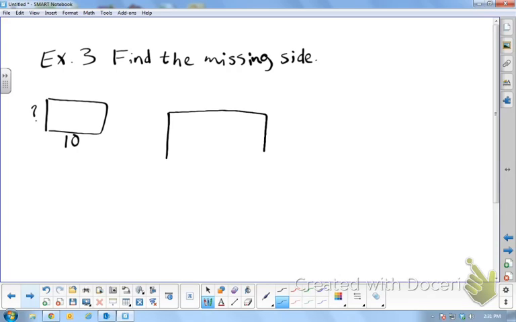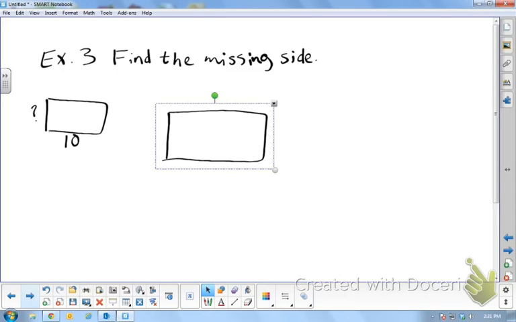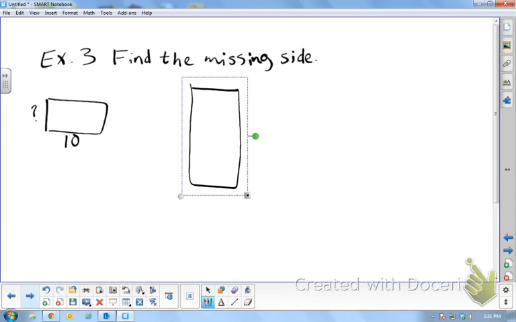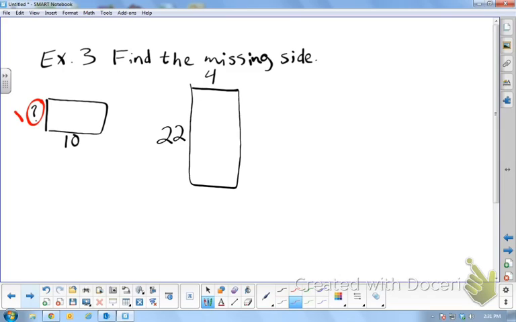So then we have a second shape. And actually, let's rotate it just to practice what it would be like if it's rotated. Let's say this is 4, and this is 22. So if we're going to find the missing side, we've got to set up that same kind of ratio we did when we were proving they were similar. But when we try and put something in the question mark spot, we're going to have to replace it with an x. We're looking for that side, so we need a variable to hold its spot.